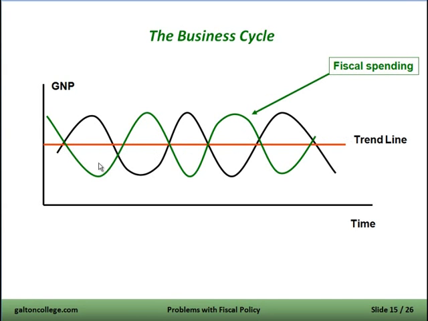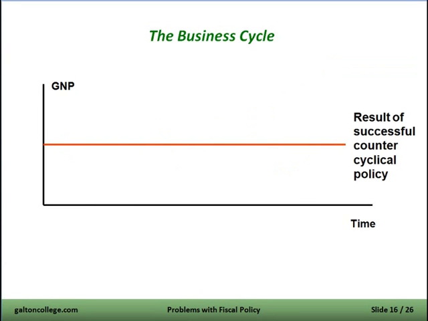So the fiscal policy is offsetting the cycles in the economy. It's offsetting the cycles and giving us this nice trend line. That's an ideal world. If there is a truly successful counter-cyclical policy, that would be the outcome. That's if it was truly successful. We wouldn't observe the cycles that we had earlier. It would just be the trend line.